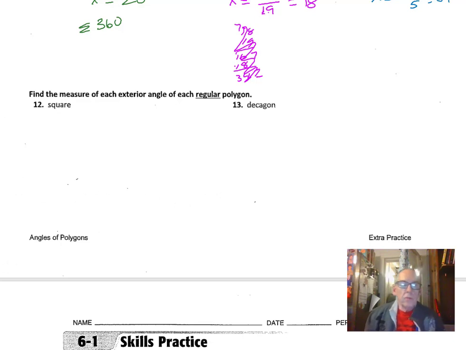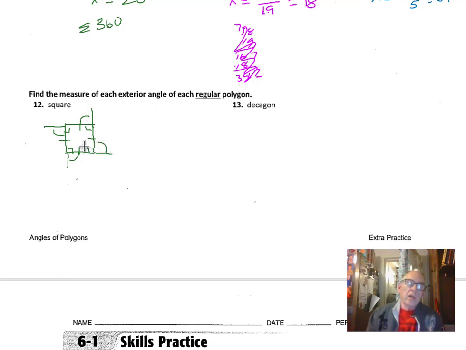Find the angle measurement of each exterior angle of each regular polygon. So we're talking about a square. So if I sketch a square here, label the sides as all congruent. Square, these are all 90-degree angles. And to talk about exterior angles, I extend the sides in a pattern like this. Talk about this angle, this angle, this angle, and this angle.